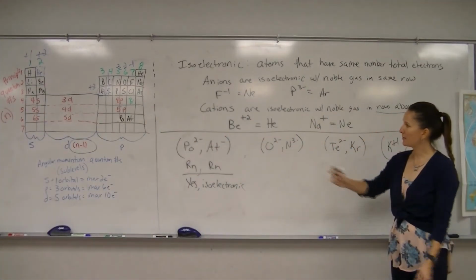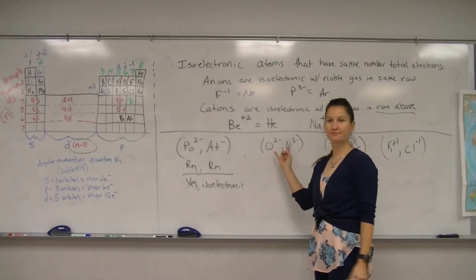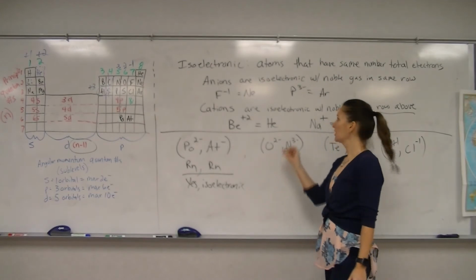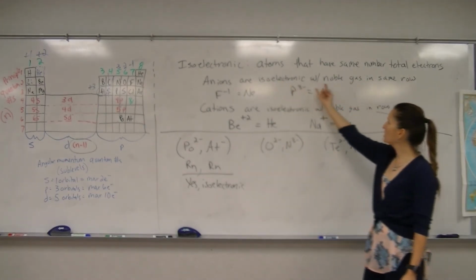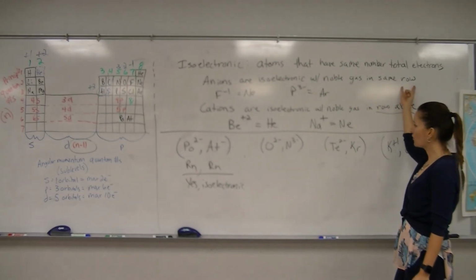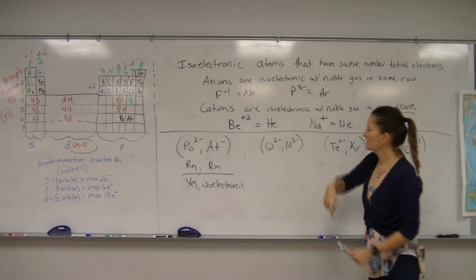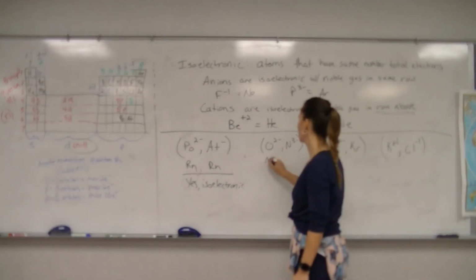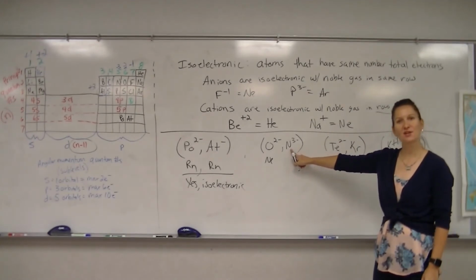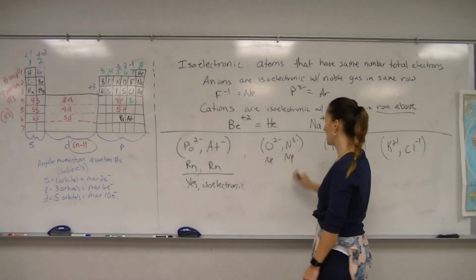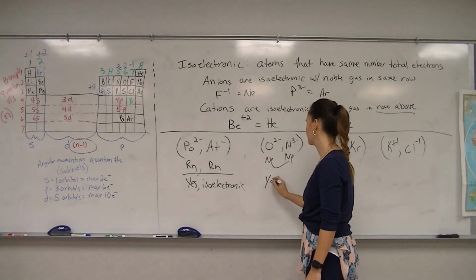Let's look at this next example. We got oxygen, nitrogen. Both nonmetals, both form negative charges, so they're both anions. So when we compare these two, we know that they're going to be isoelectronic with the noble gas in the same row. So what row is oxygen in? It's in row 2. So neon's going to be its noble gas. Well, look at that. Nitrogen's also in row 2. So neon as well. They match. So yes, isoelectronic.